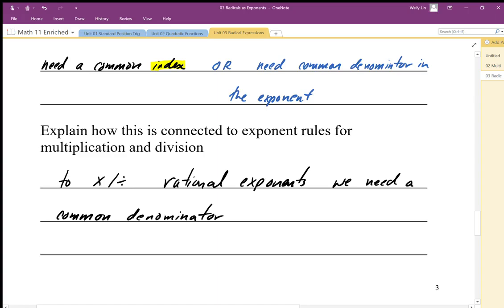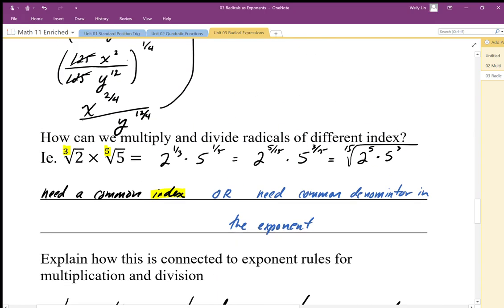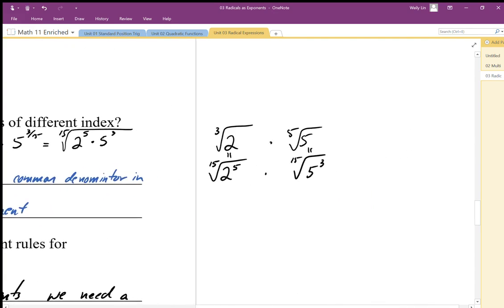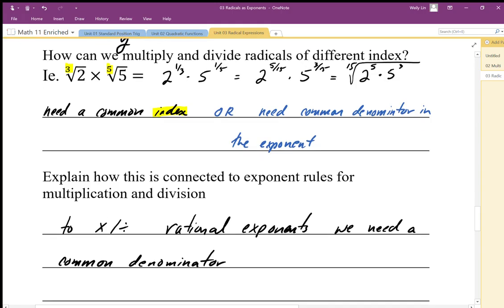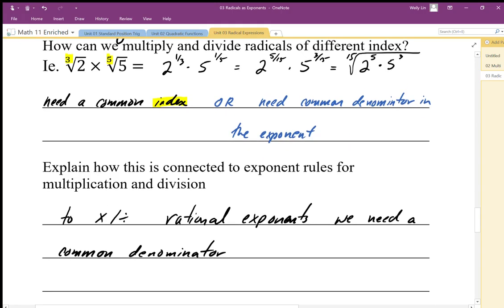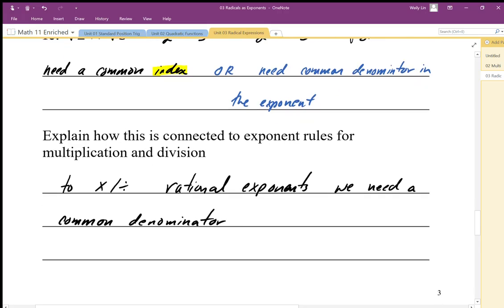Okay, so this is important that we understand that these two things are connected. Getting a common index by changing the ratio of power to root, okay, like we did here, or getting a common denominator when we're adding these fractional exponents together. Okay, these are really the same thing. Okay, we are getting a common index. It allows us to group those radicals together in multiplication or division.